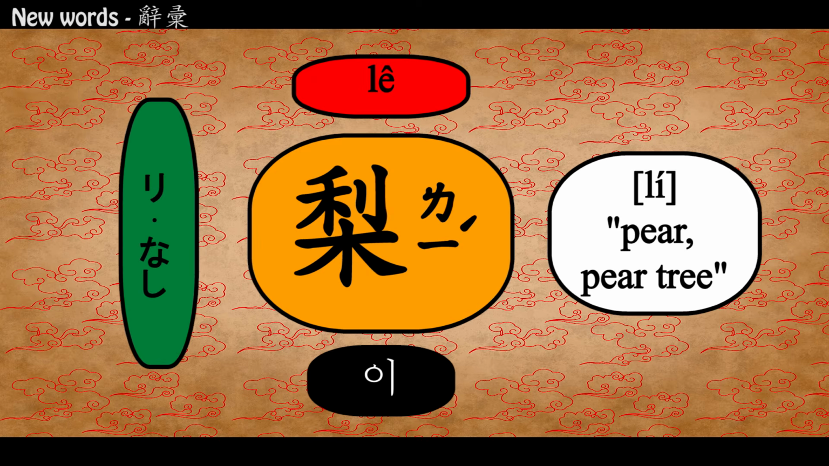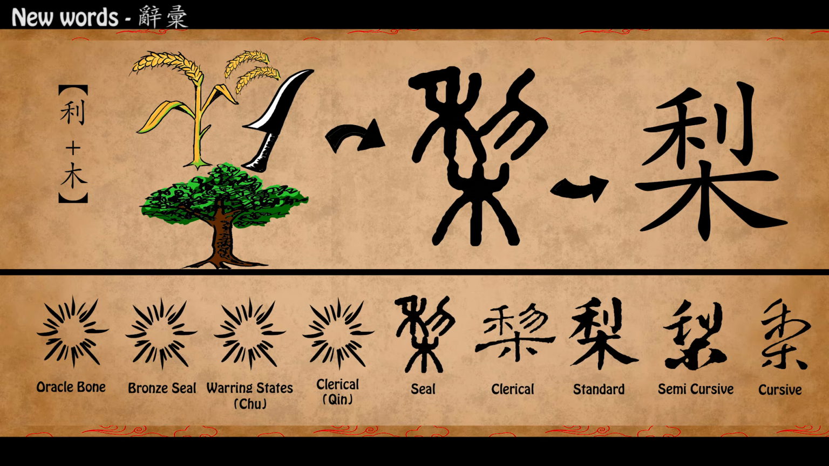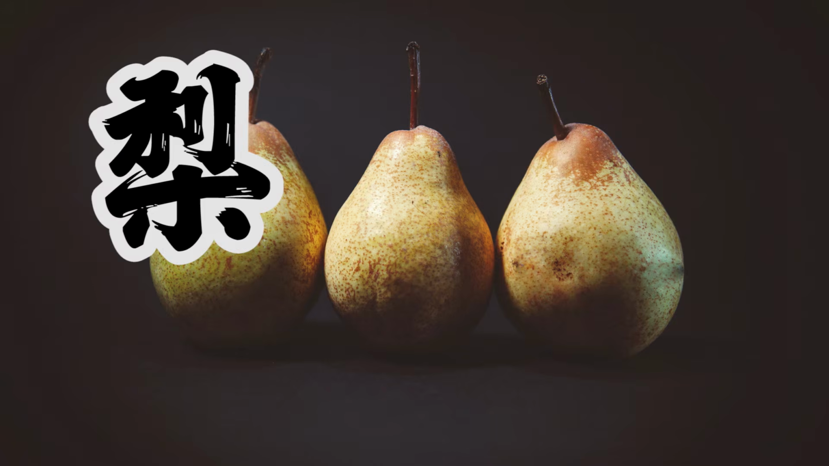Li, pear, pear tree. From li, boon or windfall, which gives the reading, over mu, tree. Eating pears is a boon to your health, see?